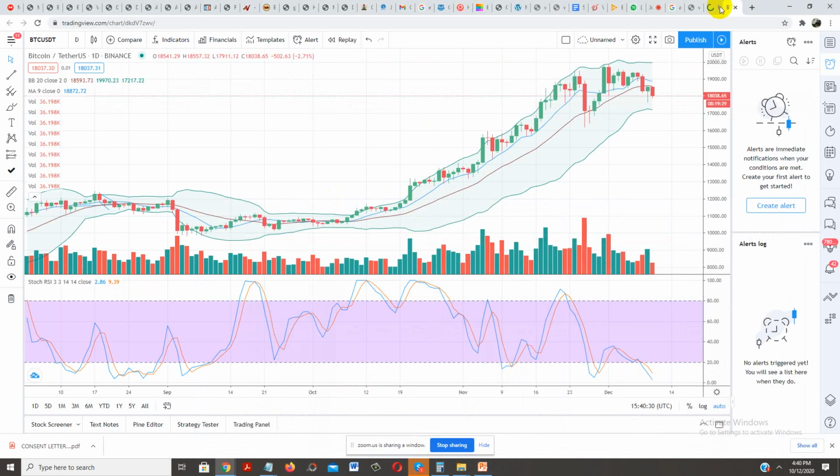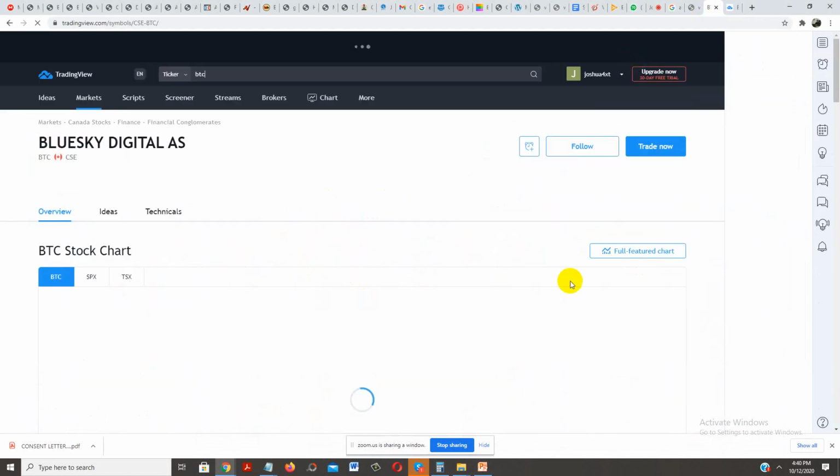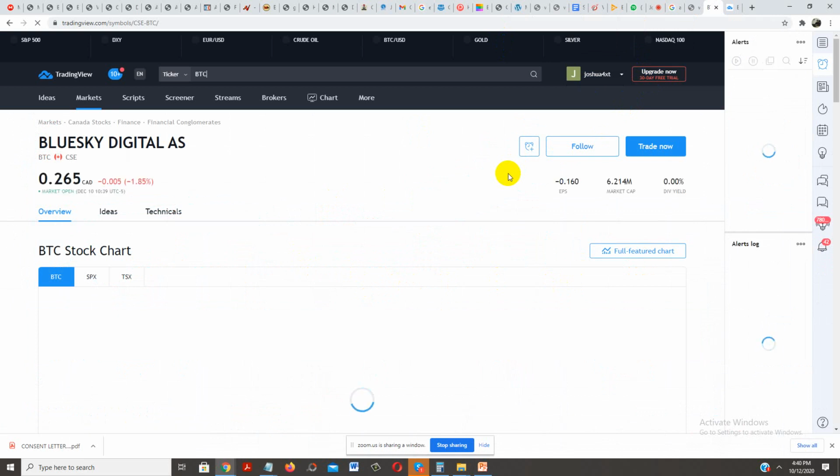So when you open it, click on full featured chart. Click on full featured chart. I should click full featured chart? Full featured chart.